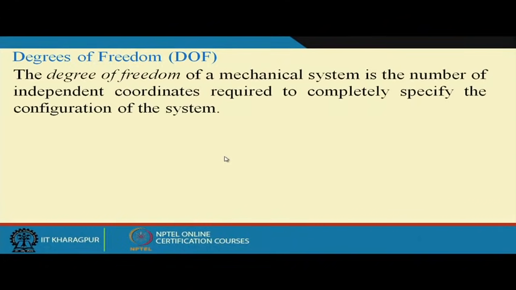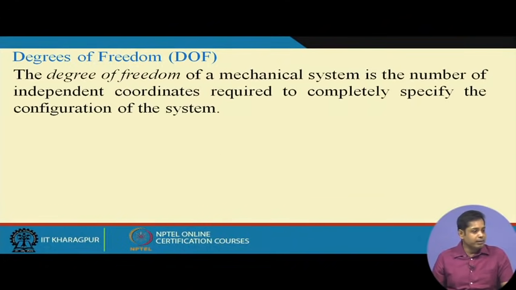Now, if I have to formally define degrees of freedom, it is the number of independent coordinates required to completely specify the configuration of a mechanical system. If we try to find the relation between the way we just explained degrees of freedom and the formal definition, you will see that both definitions are consistent. To appreciate it in a better way, let me show you some animation.